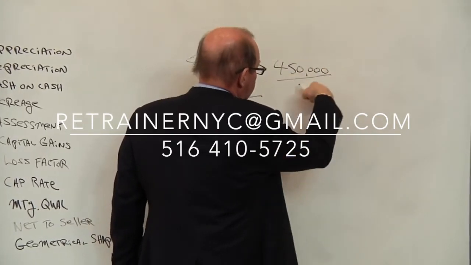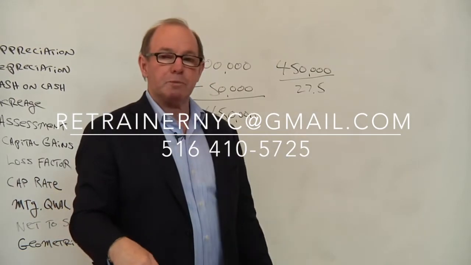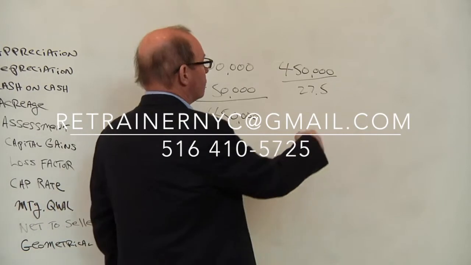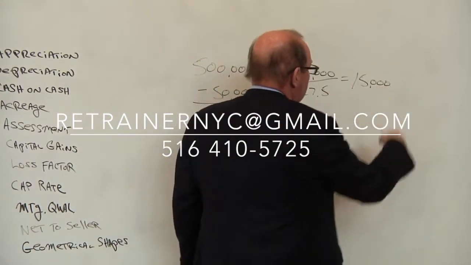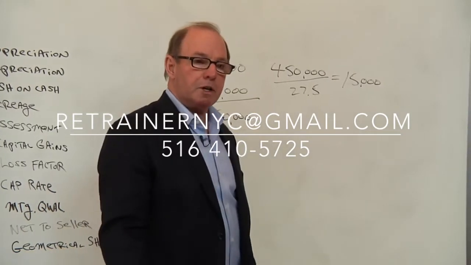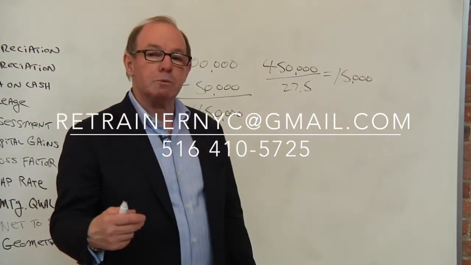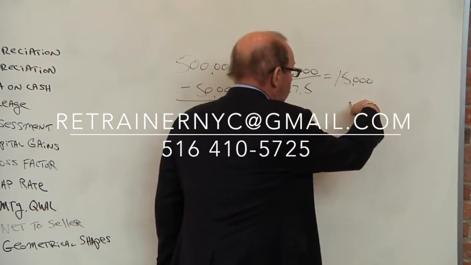And for depreciation purposes, since it's a residential property, we're going to divide it by 27.5 years. I'm not going to do it exactly. We get about $15,000 per year. What's the value of that number? The value of that number is every year going forward for 27.5 years. Your accountant is going to reduce your gross income by $15,000 a year, every single year.